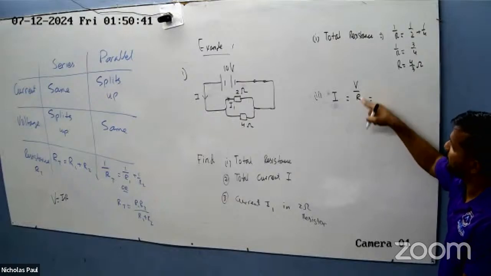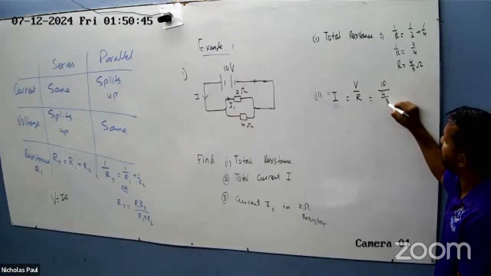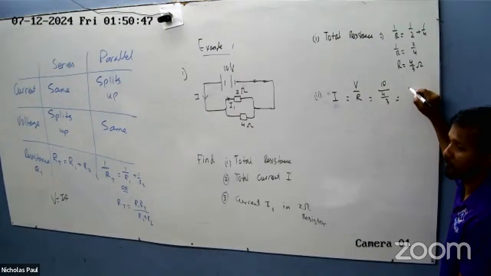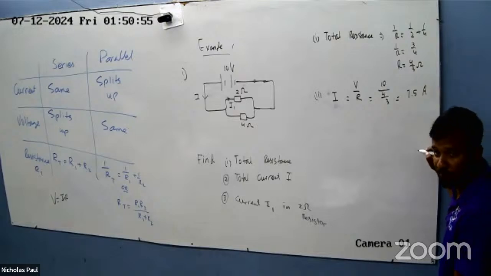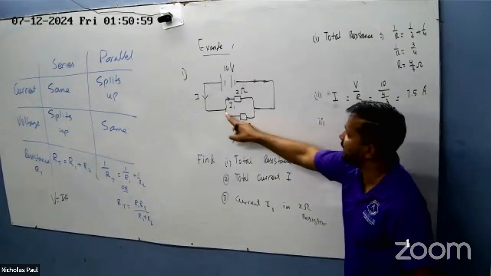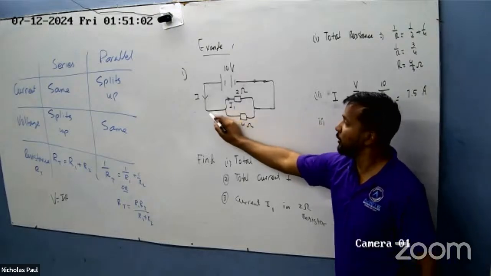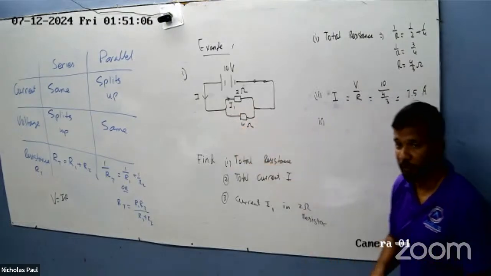Current is voltage on resistance. Voltage is 10, resistance is 4/3. How much is that? 7.5. Everybody get that? Yeah. So now that you know the current, we know that current in parallel is going to split up. So that 7.5 will reach here and split up. That's okay?